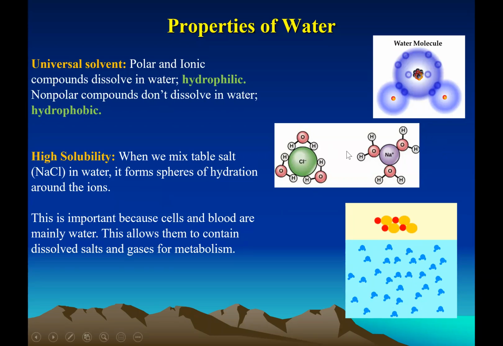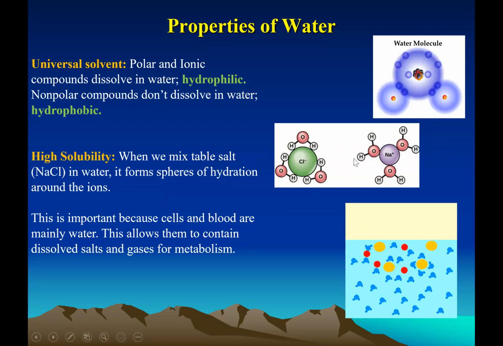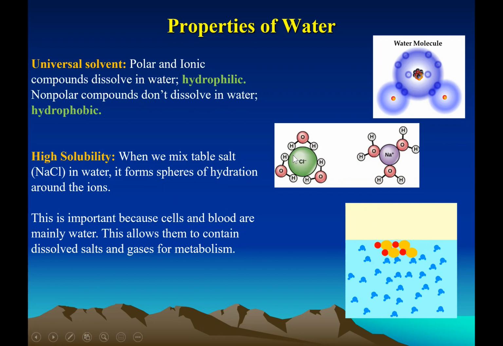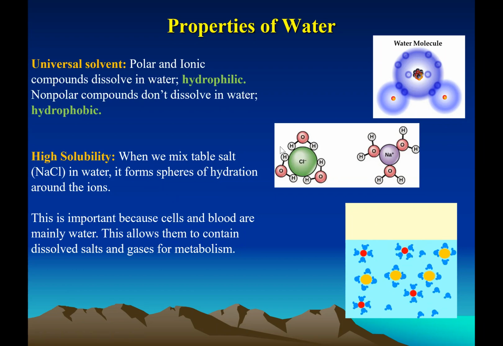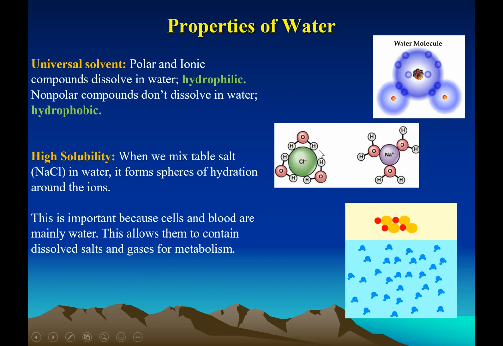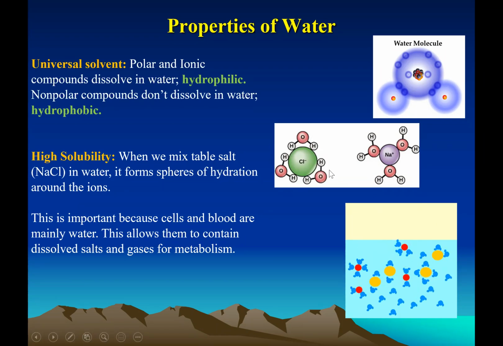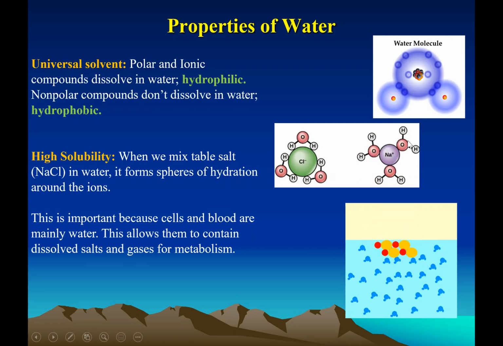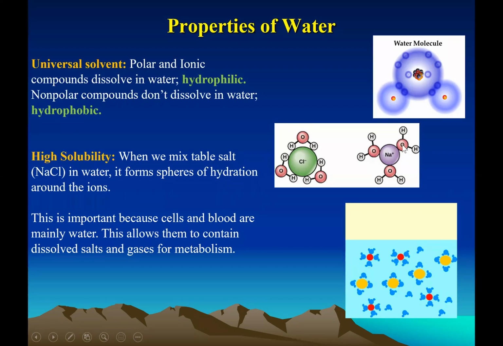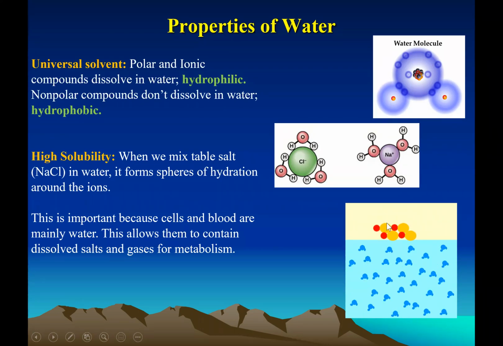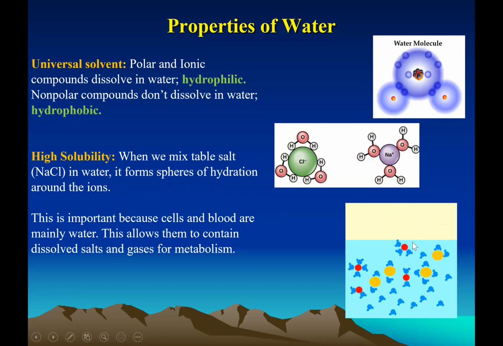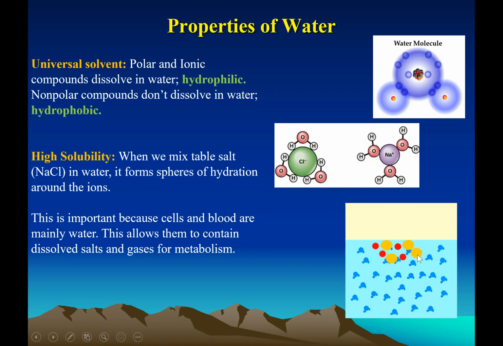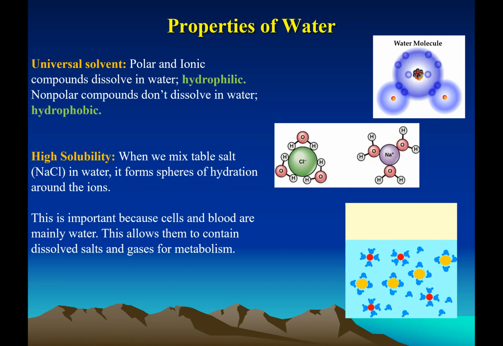Here they've added salt, sodium chloride, into water, and water is polar. So what it's going to do is break the salt down into its ions. Because chlorine is negative, all the positively charged hydrogens will form a sphere around it. And the opposite for the sodium: oxygen will gather around it because oxygen is very negative. This is the science behind how things dissolve very quickly in water. That's why water is so widely used in cooking. It is a universal solvent.